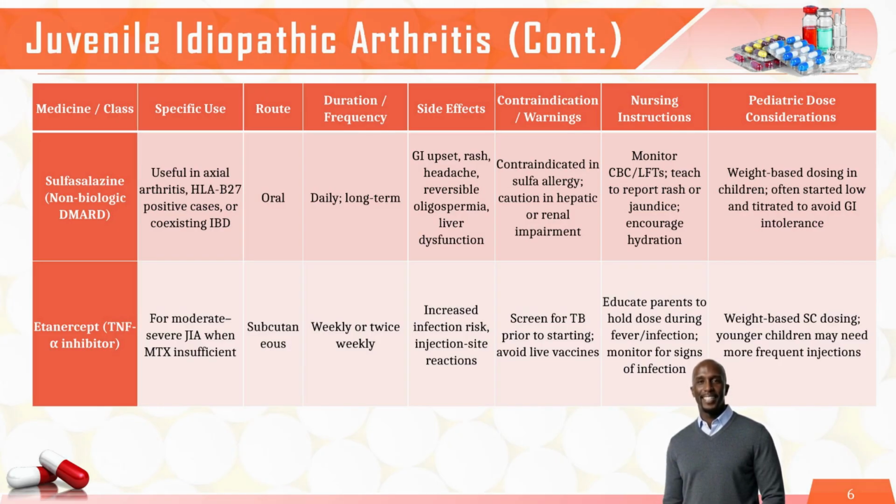When methotrexate isn't enough, we introduce Etanercept, a TNF-alpha inhibitor. It's given subcutaneously weekly or twice weekly. Infection risk increases, so screening for tuberculosis is required before starting therapy. Also avoid live vaccines. Parents must be taught to hold doses if the child develops fever.